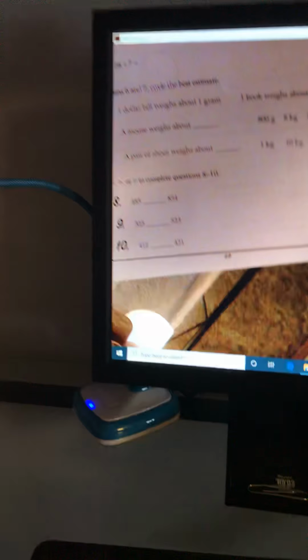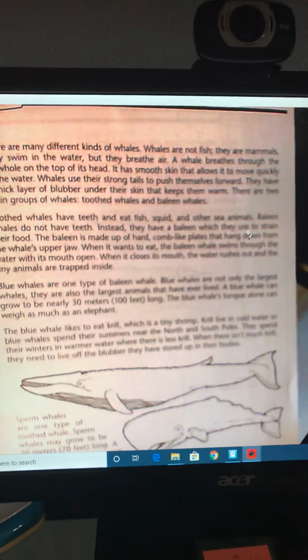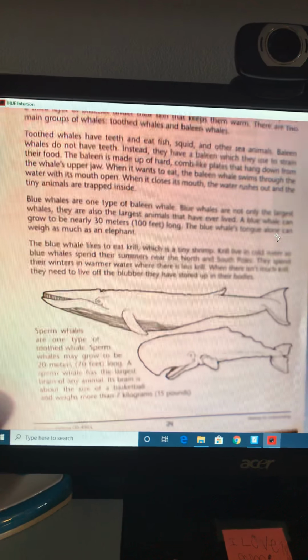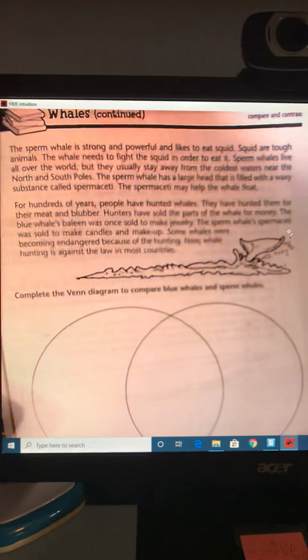So there's your math. Your reading today is about whales. It's a story about whales, a full page reading. And then your work on the back looks like this. There's the rest of the story at the top, and then you have one of those Venn diagrams.